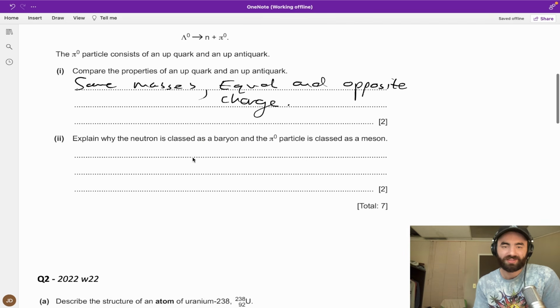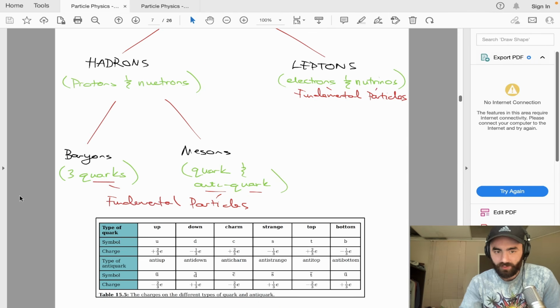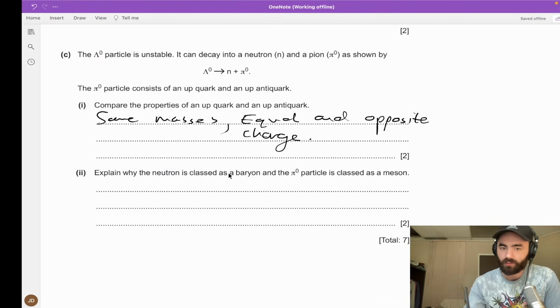That's two pretty safe bets. And there's two marks. Explain why the neutron is classified as a baryon and the pion particle is classified as a meson. Well, this comes down to this. Baryons are made of three quarks and mesons are made of a quark and an antiquark.